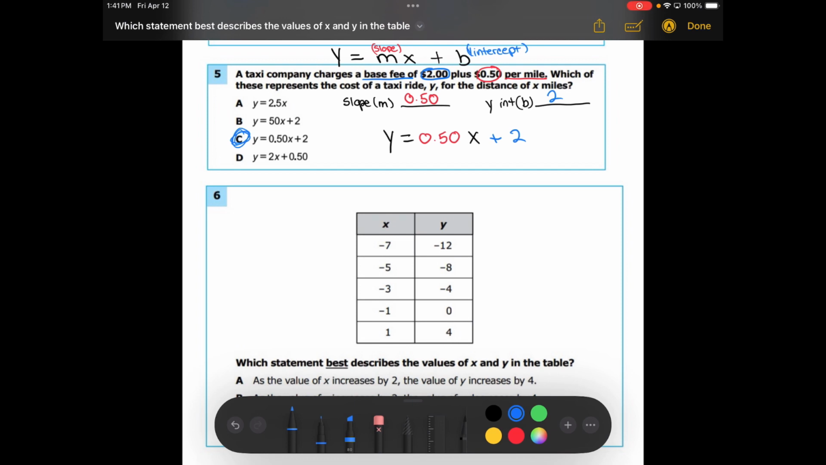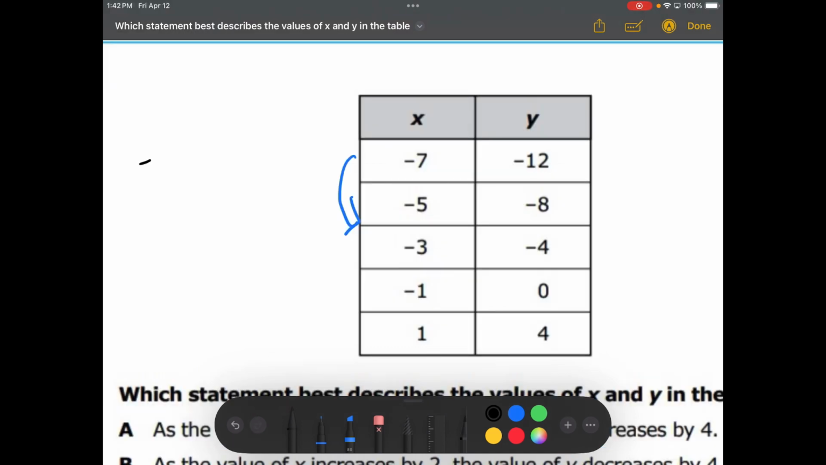Number 6, it says, which statement best describes the values of x and y? So we're just describing what's happening on the x and what's happening on the y's. So first, we're going to look at our x values. And we are trying to figure out what is changing between -7 and -5. You could start with -5 minus -7. We're just going to go backwards to find out, okay, how did I get from -7 to -5? Type that in your calculator.